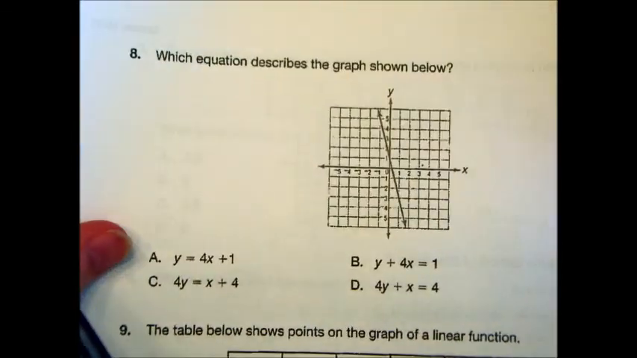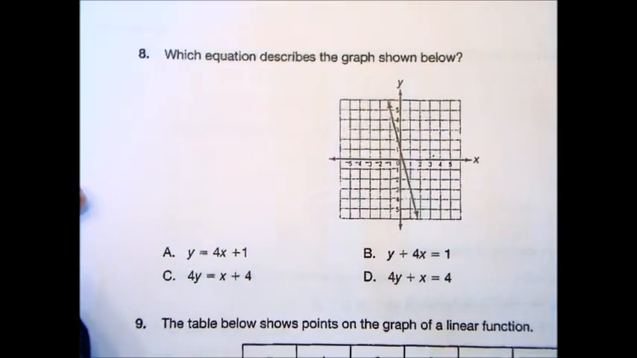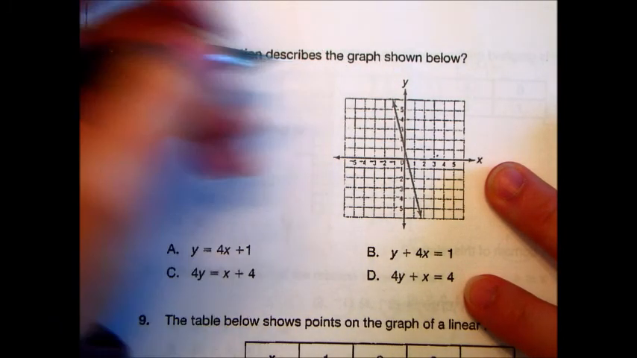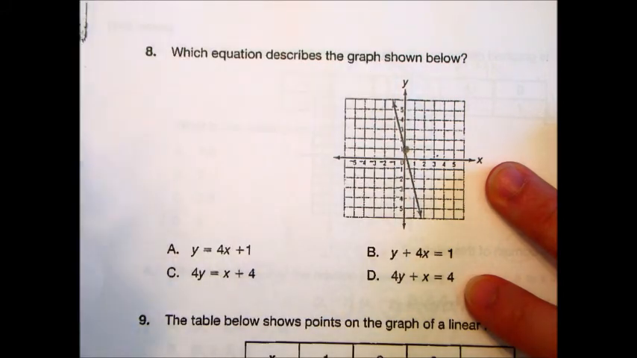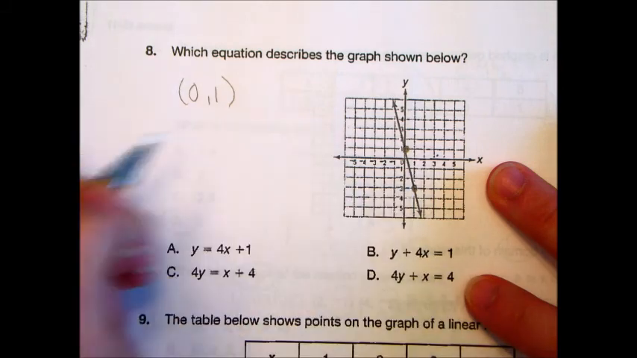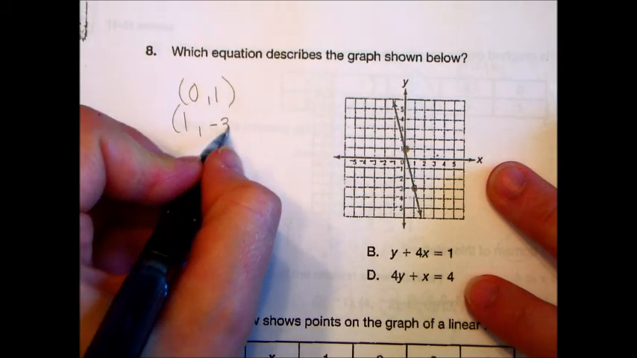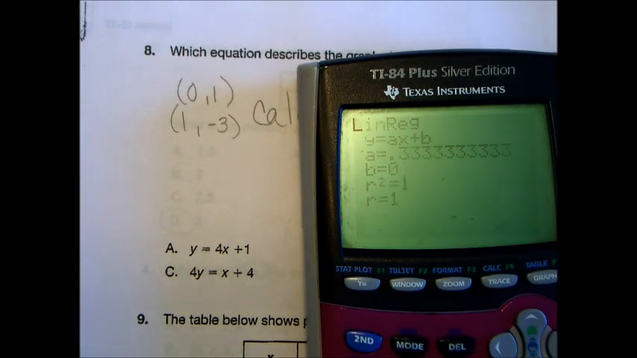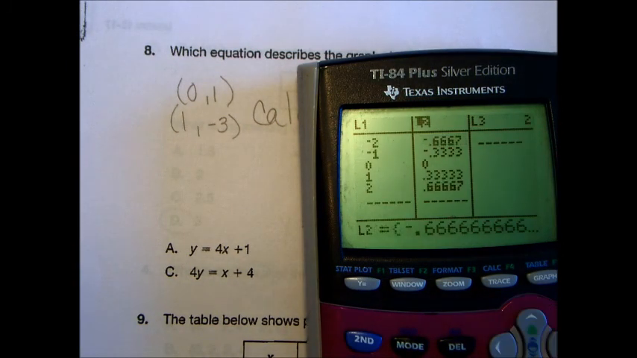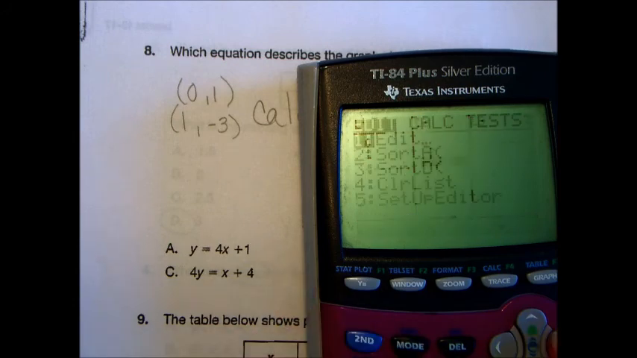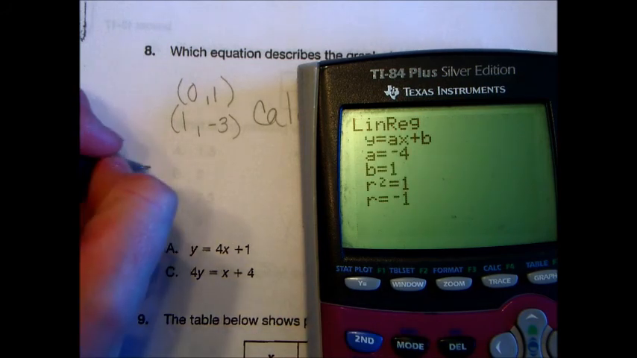Number 8. Which equation describes the graph shown below? Well, you know what I'm going to do? Pick out 2 clear-cut points. So let's see. I see 0, 1, and I see 1, -3. Okay, I'm going to type those in my calculator and watch what happens. Ready? Clear these out. 0, 1, 1 and -3. There it is.